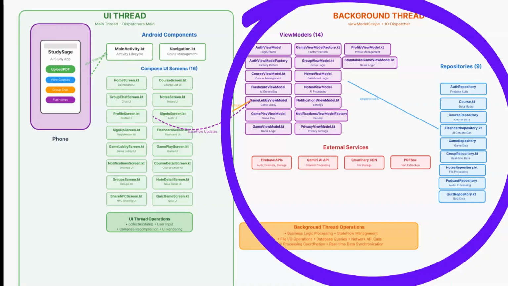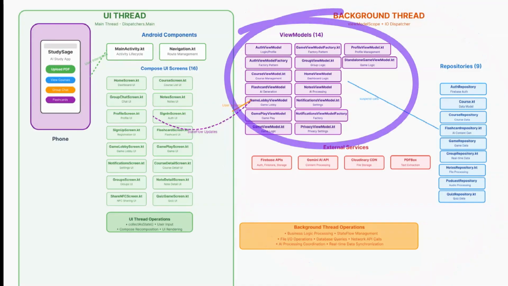On the right in orange, we have our background thread components running on separate threads. First, we have view models running on background threads. These include auth view model for login logic, course view model for course management, notes view model coordinating AI processing, group view model handling real-time operations, flashcard view model managing AI generation, and games view models like game lobby view model and gameplay view model.